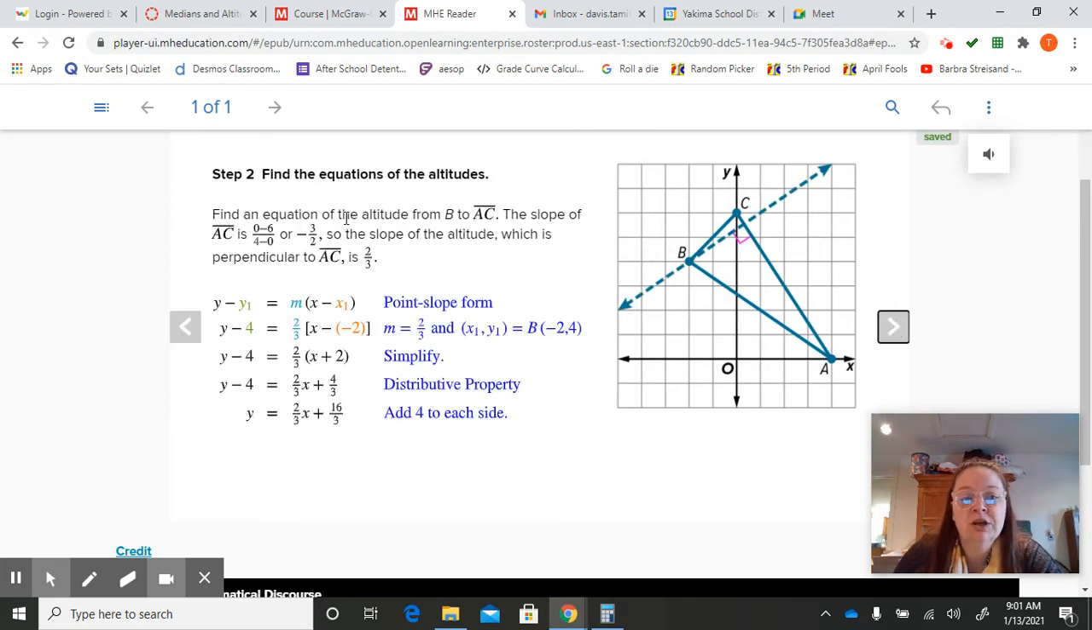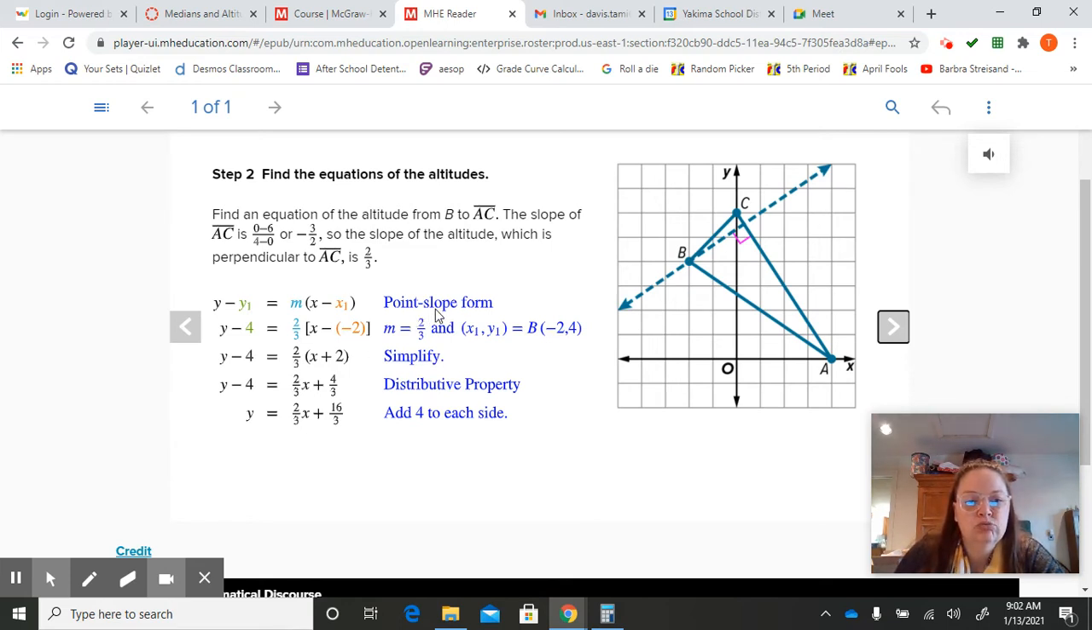Next, you're going to find the equation of the altitude from B to AC. The slope of AC is -3/2. That's the slope here, right? If we're going down 3 over 2. So the slope of the altitude is going to be perpendicular to that. So it's going to be the opposite reciprocal, which is positive 2/3. So we know that we're going from B up 2 over 3. So we know that this is our line for our altitude of our triangle.